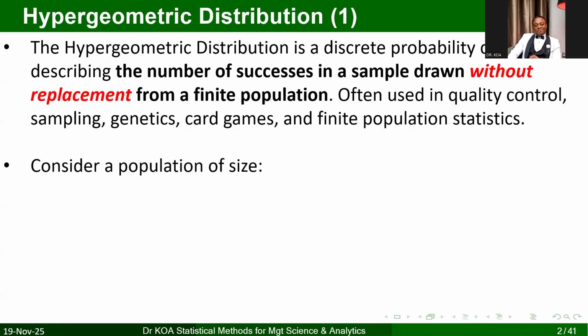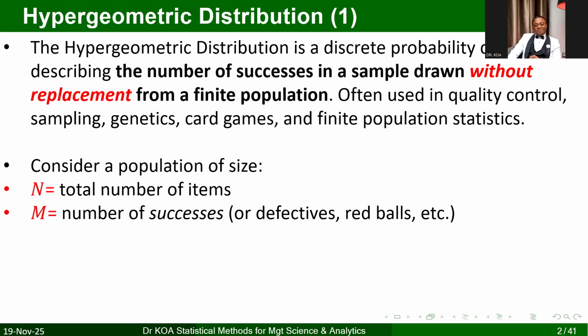Okay, so let's look at a population of size N. N is the total number of items in that particular population. M is the number of successes. It can be the number of defective items. So out of the N, you can get M. If M is the defective items, say defective red balls or something, then those that are not defective will be what mathematically? Who can tell us? N minus M. Very good.